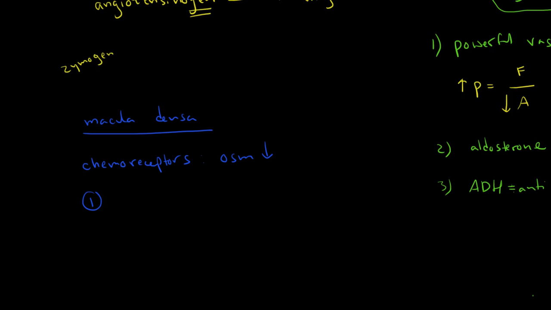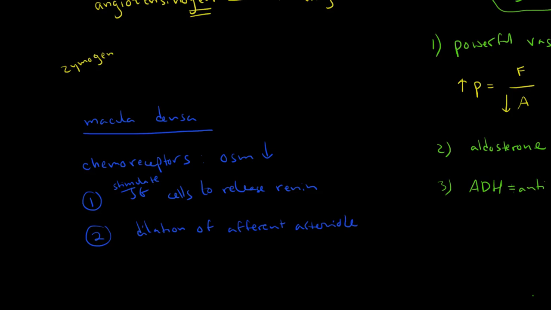Number one, they will stimulate the juxtaglomerular cells to release renin. And the second thing that they do is they will cause dilation of the afferent arteriole. That will cause blood to rush into the afferent arteriole and glomerulus and will increase the filtration rate.